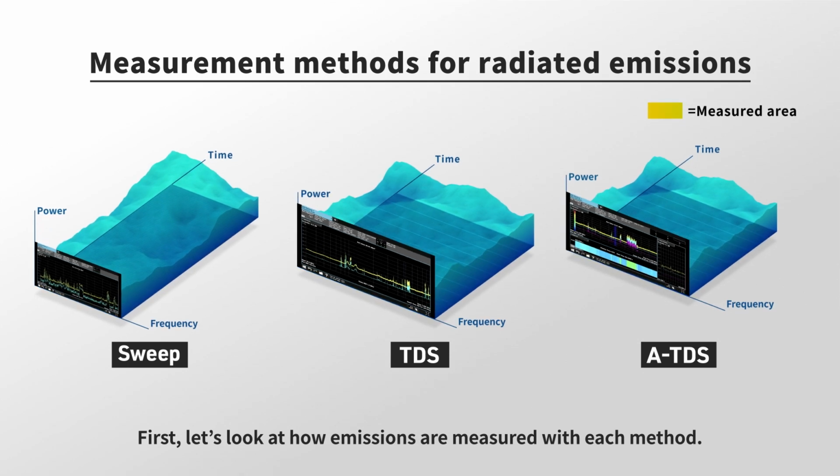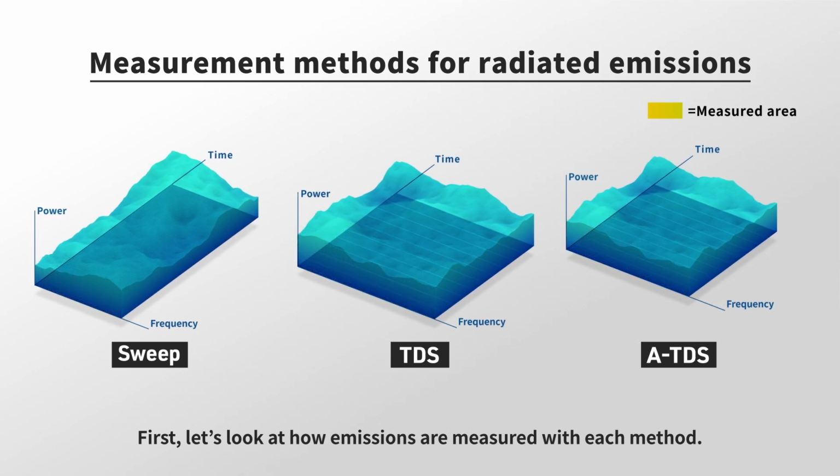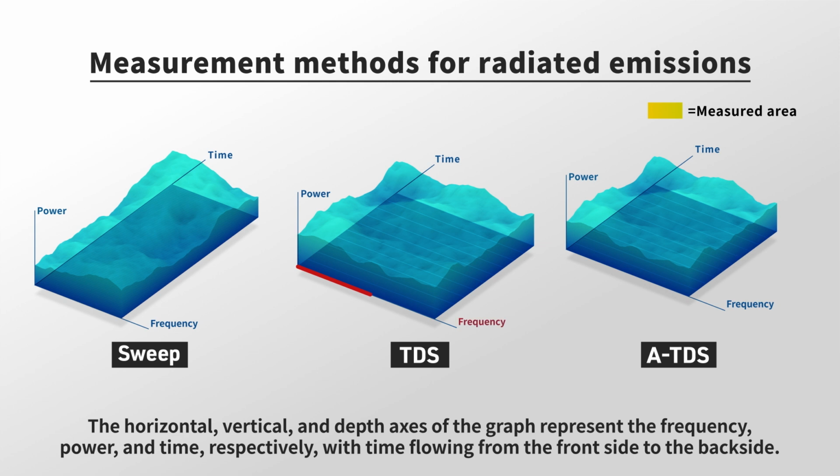First, let's look at how emissions are measured with each method. The horizontal, vertical, and depth axes of the graph represent the frequency, power, and time respectively, with time flowing from the front side to the back side.